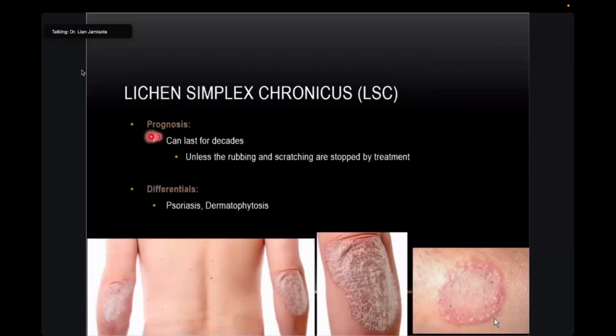Okay, prognosis, especially this one, it's chronic. It can last for decades, unless the patient would stop rubbing and scratching. That's the ultimate reason for having LSC, when you rub and scratch all the time. Okay, differentials: it may look like psoriasis, it may look like tinea corporis, but more prominent here is the lichenification.